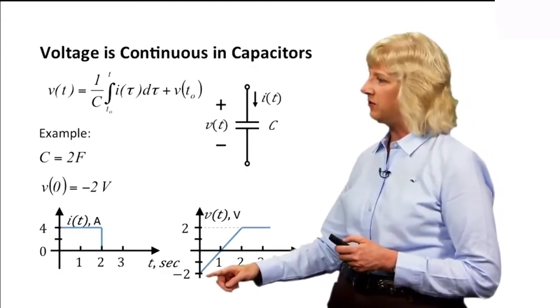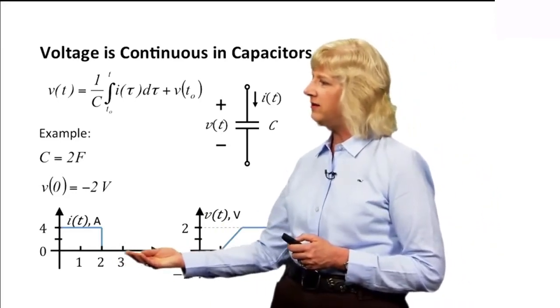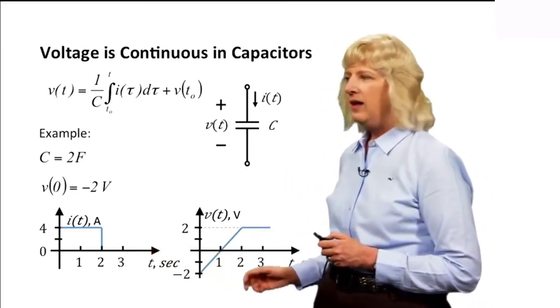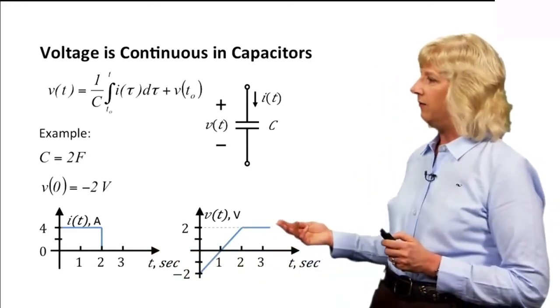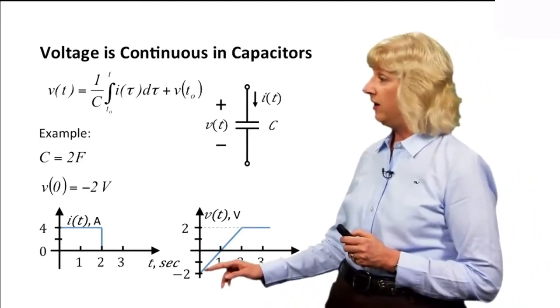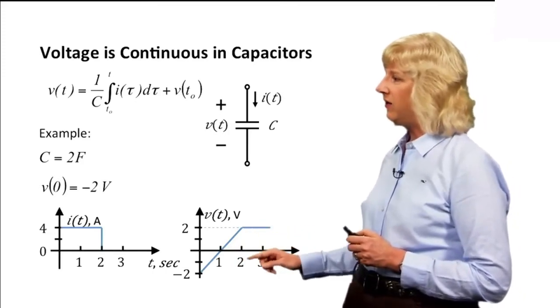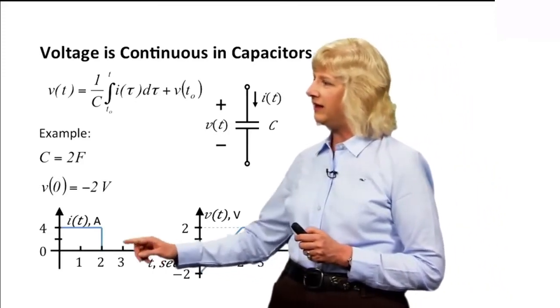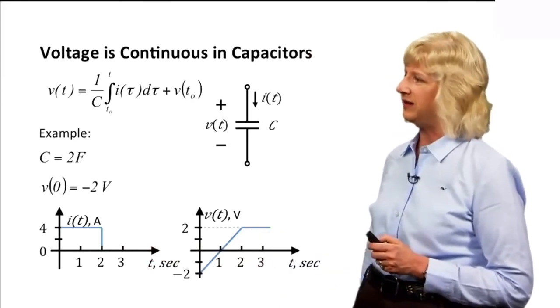And that's what it does. It goes from minus 2 to plus 2. And then, since the current is 0 after that point, the integral doesn't capture any more area, and the voltage stays constant. So we notice that the voltage is continuous, even though there is a discontinuity in the current, but because it's a capacitor, the voltage is continuous at that point.